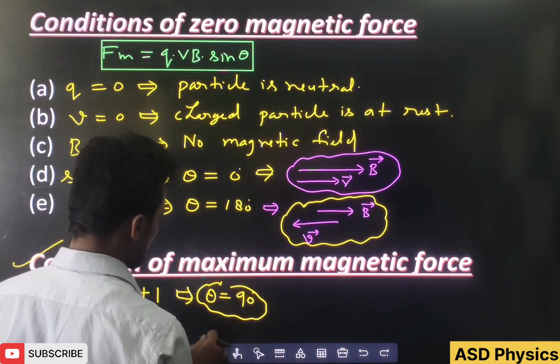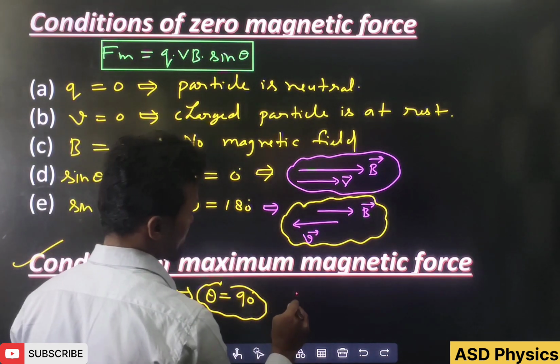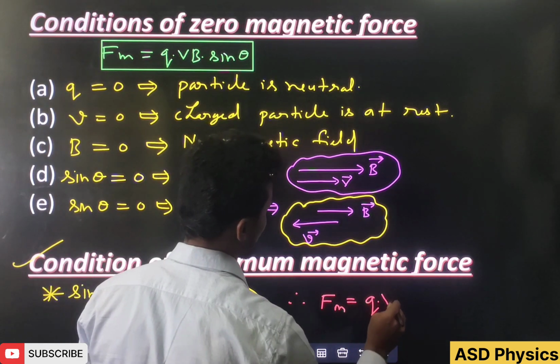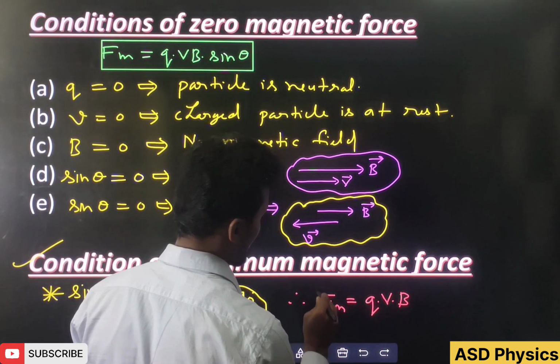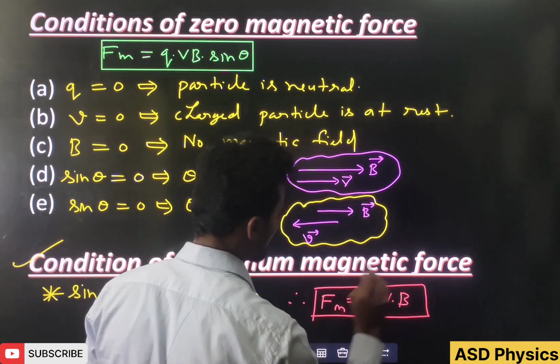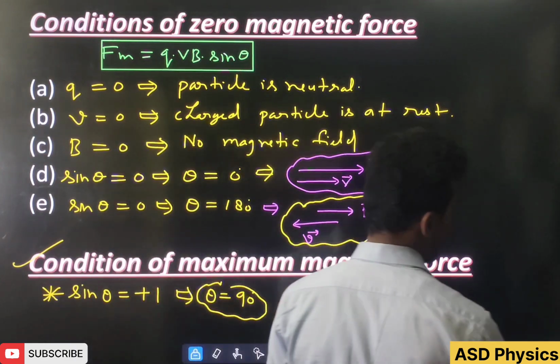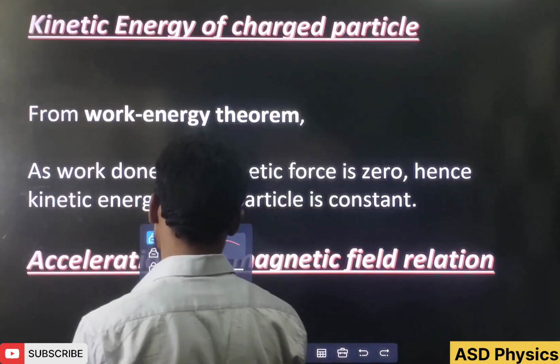Okay. So in this situation, what will happen here, students, we can write that this magnetic force will be how much here? Just QVB. This is the maximum value. Now, maximum magnetic force. Kindly see here. So these conditions, kindly remember very well. Okay, great. Now students, let's talk about here.